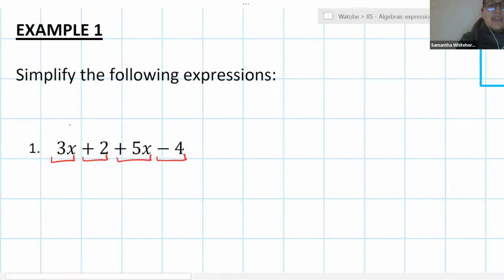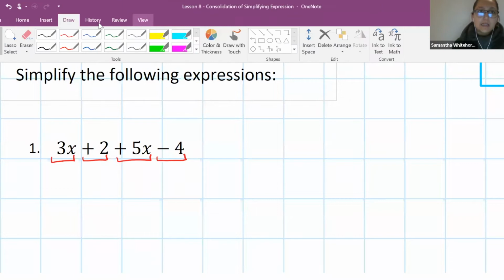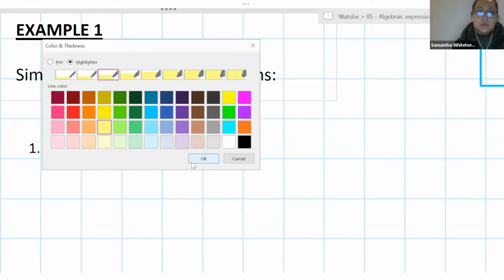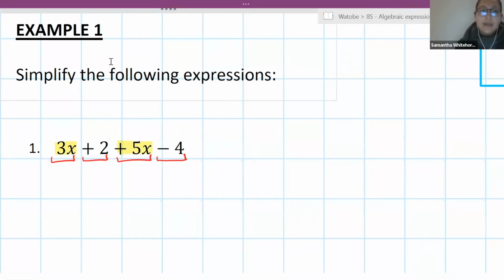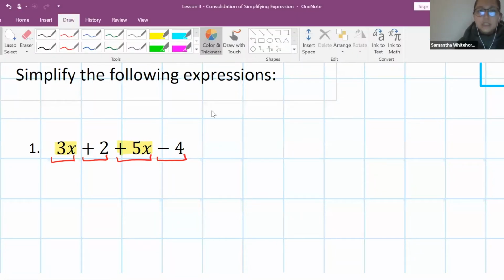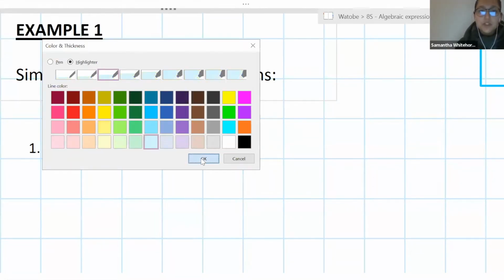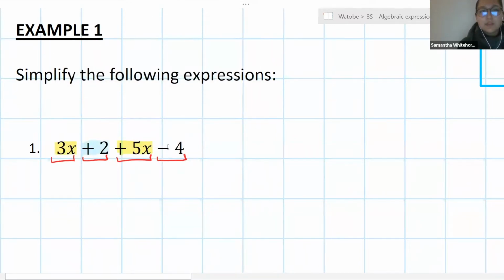So what I can now do is start to collect my like terms. Now, when I do like terms, I always highlight them. You don't have to, you do it how you want to do it, but I'm going to highlight my like terms for myself so I know what I'm working with. All right. So like terms, remember guys, are terms that have the same variable and exponent. So here I've got a term with an x in it and another term with an x in it. So those would be like terms. And then I've got my 2 constants, the plus 2 and the minus 4. So those now form a separate group of terms.